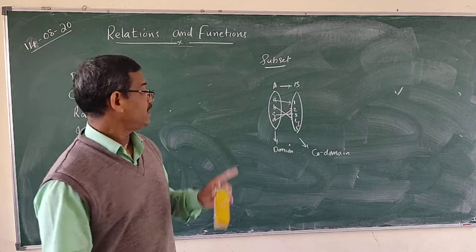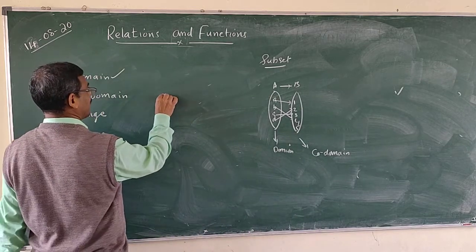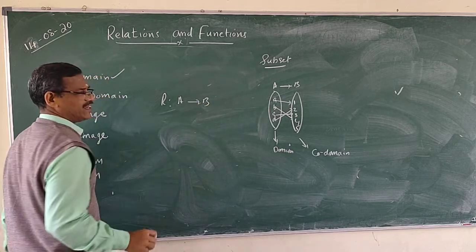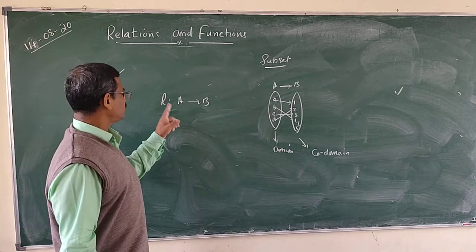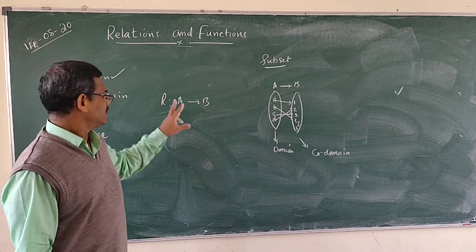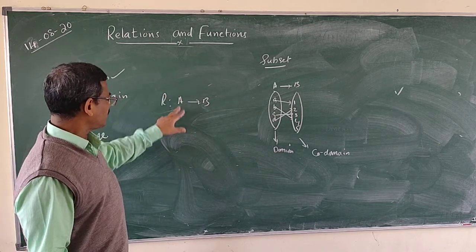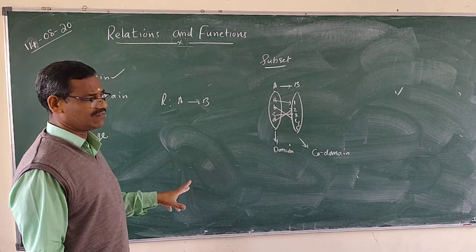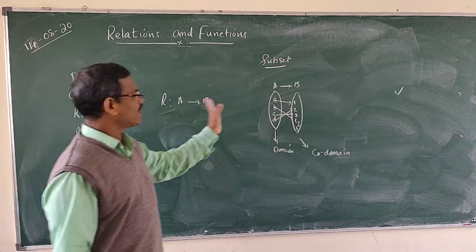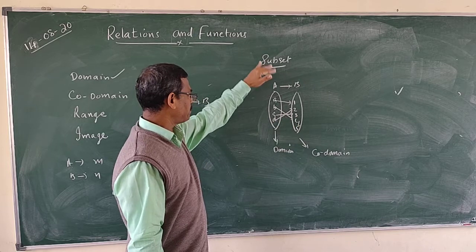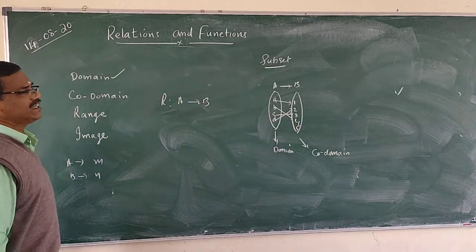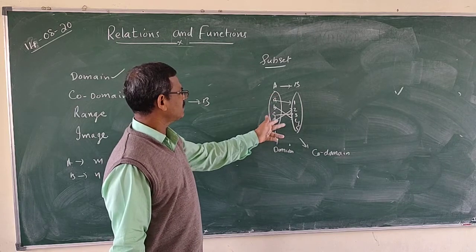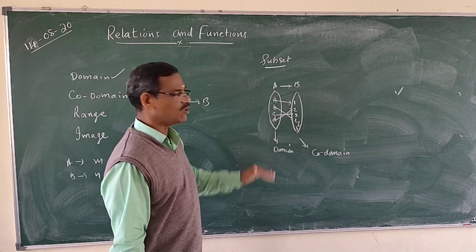Remember, domain of a relation. We have a relation from a set A to B. The domain of the relation is a subset of A. Actually, it is a subset of A. Sometimes it is A itself. If all elements of A are connected with the elements of B, the complete A is called the domain of the relation. Here all the elements of A are connected with the elements of B. So complete A is called the domain.